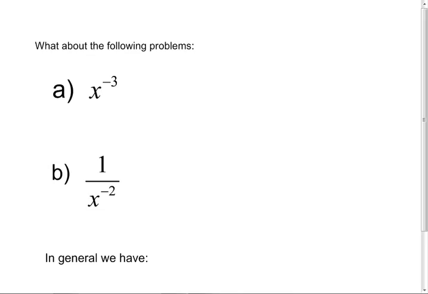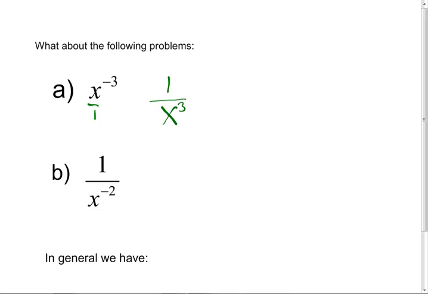So what about this one? What's this going to be? How do I do this one? I want a positive exponent. So what am I going to do? I'm going to put x cubed, x in the bottom, 1, and we're going to flip it, and this is going to become a positive number. That's all there is to it.